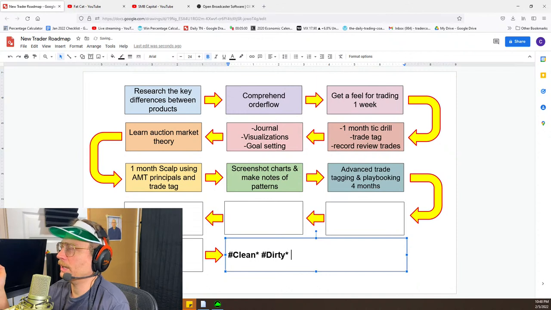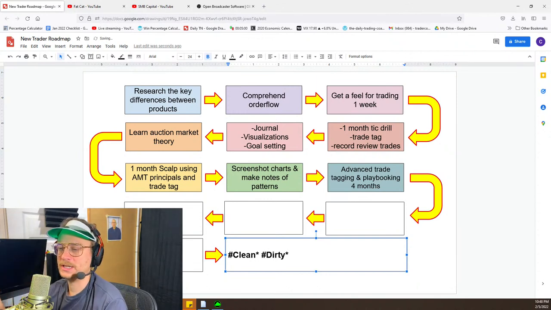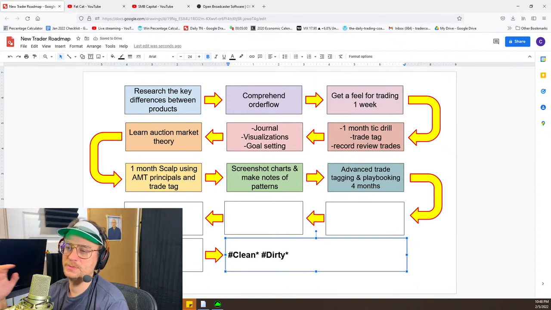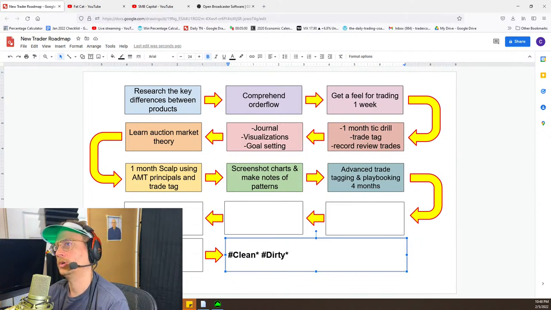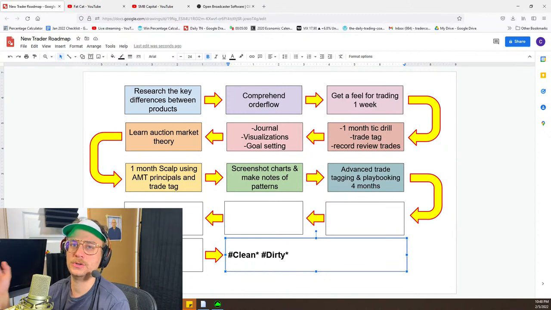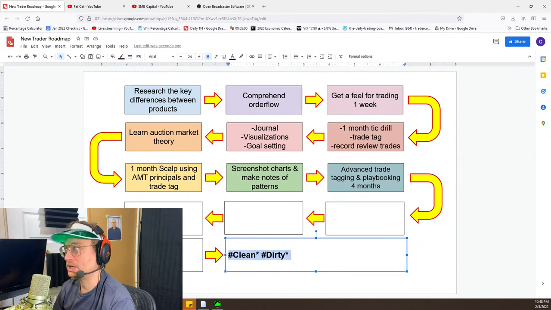Here's some more. Clean or dirty. So, what does this mean? When I'm getting in, are there specific levels above my price that might cause confluence or cause issues where the trade's not going to work out? Then it's dirty. If I'm getting into the trade, is there nothing really in front of it that could potentially deflect it back? Then it is clean. These are tags I actually use.